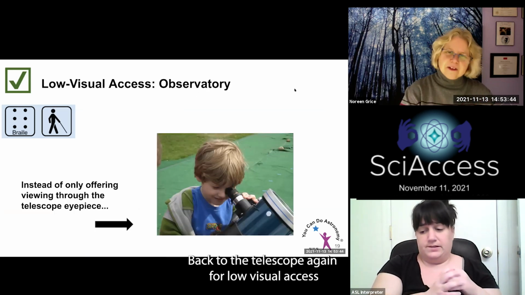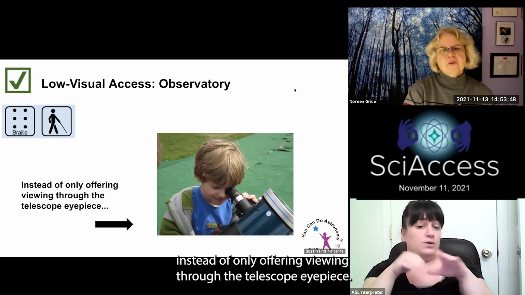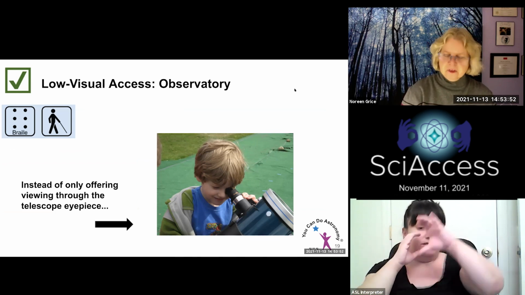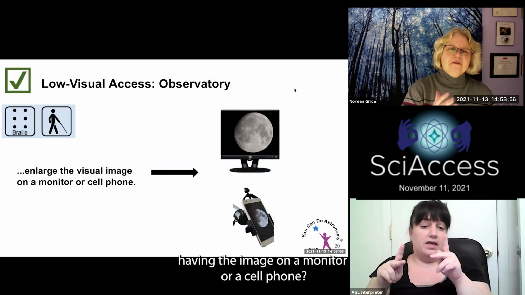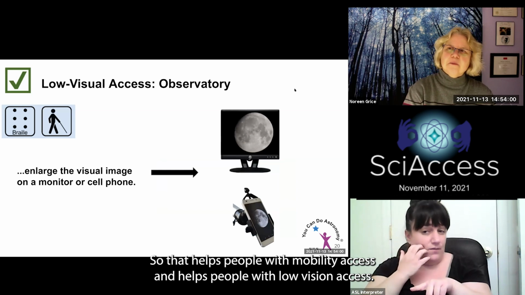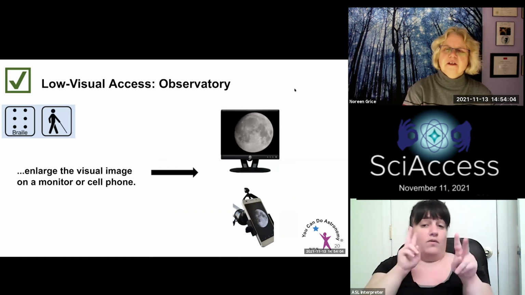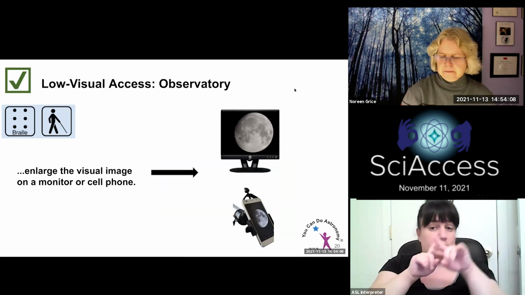Okay, back to the telescope again. For low visual access, instead of only offering viewing through the telescope eyepiece, how about going back again, having the image on a monitor or a cell phone? So that helps people with mobility access, that helps people with low vision access, being able to show the image from the telescope in different ways.